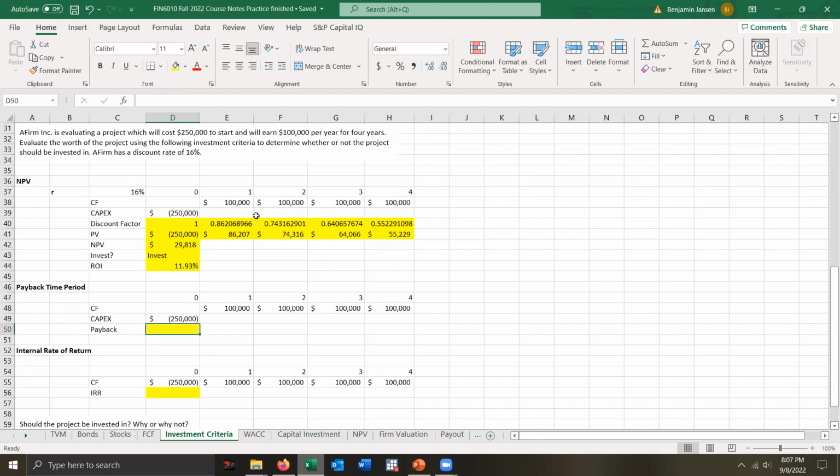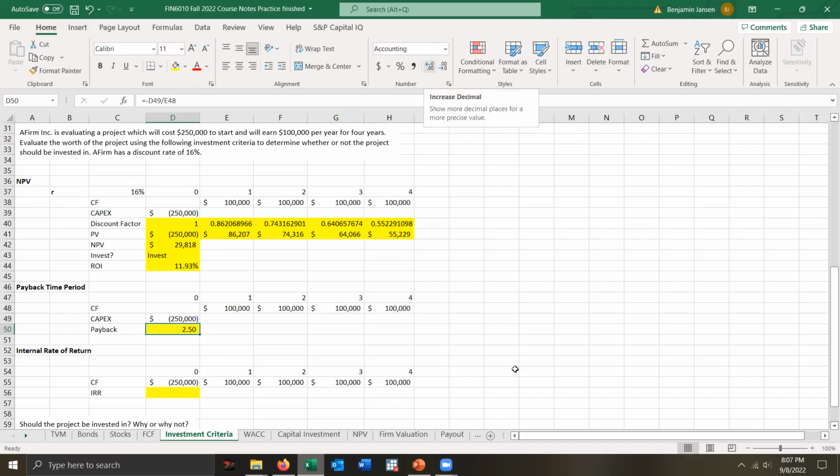Good question. All right, now with the payback time period, we're concerned with how quickly we are getting back the money that we're investing. The way that we're going to do that is just take the negative value, since we have negative 250,000, and divide it by the average cash flow. Since we have constant cash flows, we don't have to take any averages.